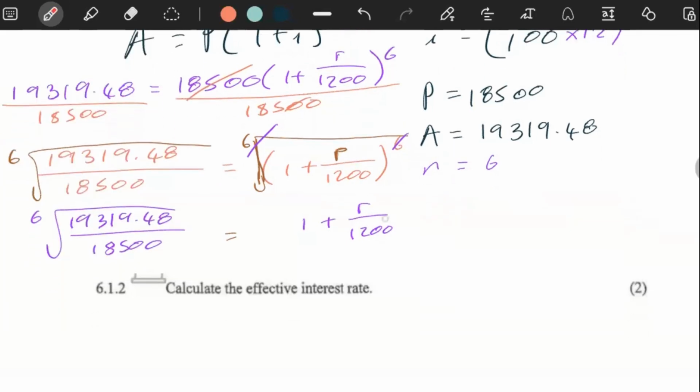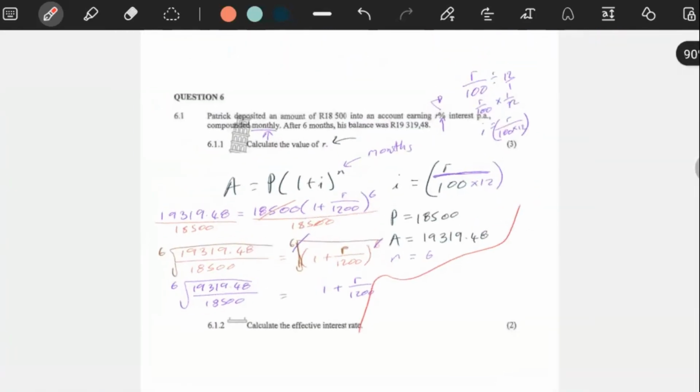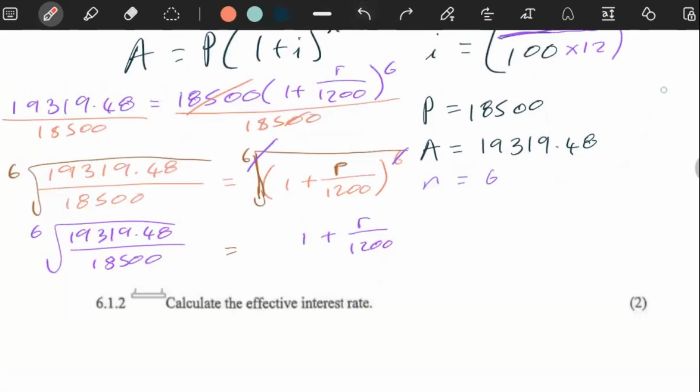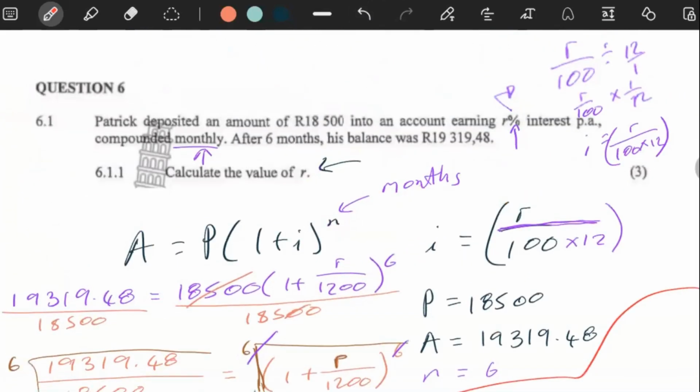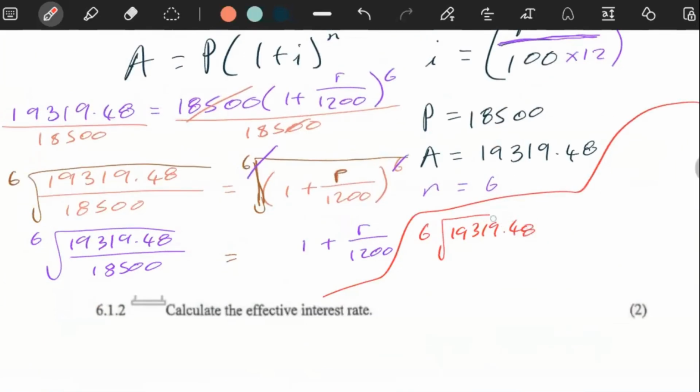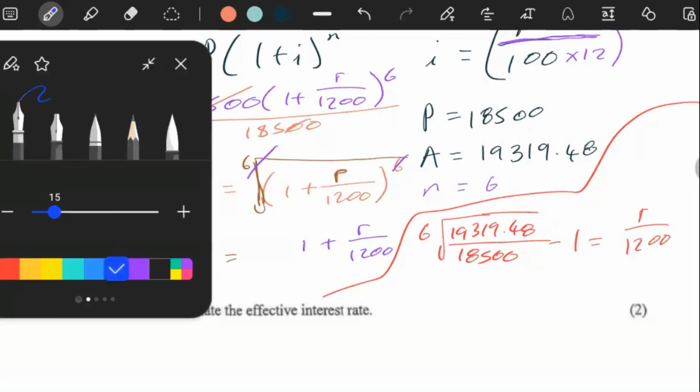However, carrying on here, we need to isolate r, so the 1 can go to the other side. I noticed I didn't give myself enough space for this question. So if the 1 goes to the other side, you're going to have the sixth root of 19,319. Am I writing that correctly? Yep. So with financial maths, you can see this is just a 3-mark question. But every mark counts. So you don't want to rush things and then make a silly mistake and end up losing 1 point or anything like that, because every mark counts.